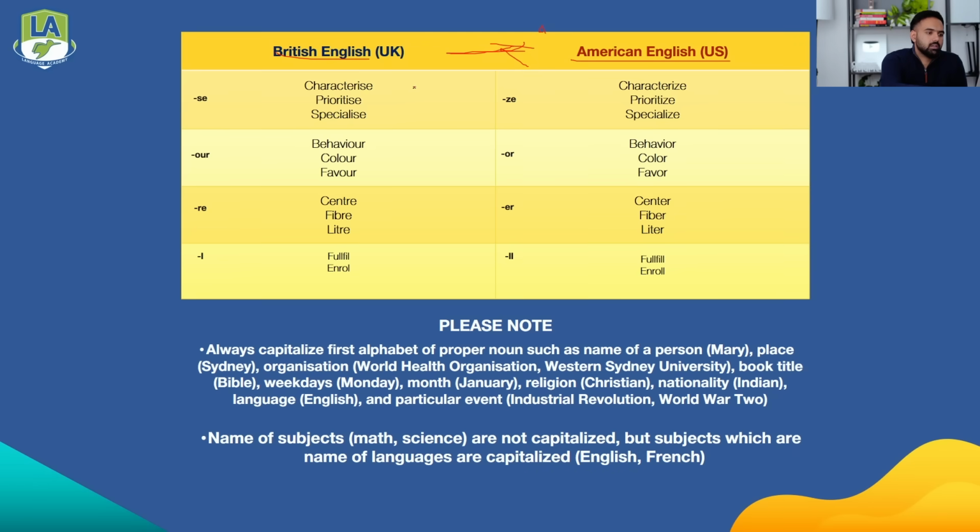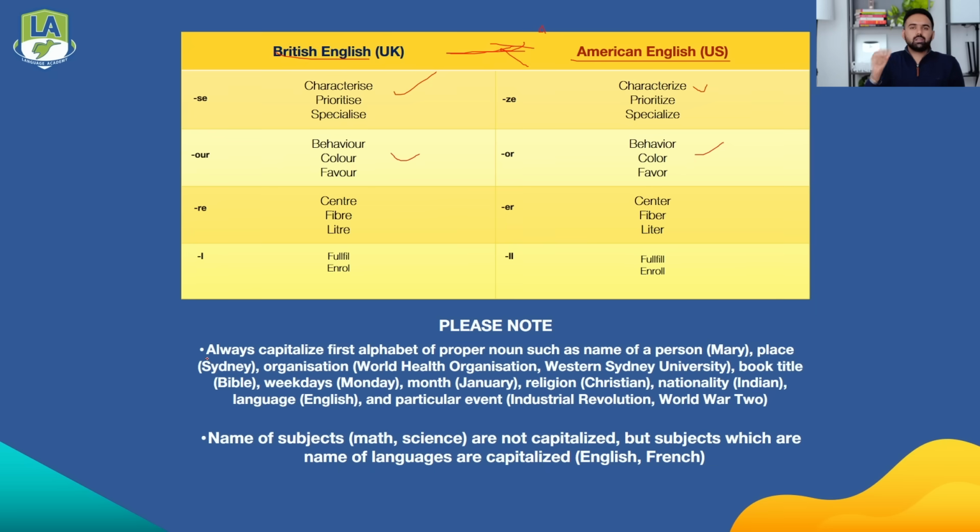UK English means British English, and US English means American English. You can either use British or American, but you cannot mix both of these in one question type or one question in the PT test. On your screen, you can see the words which are different in UK and US. You can use this one or this one, but cannot mix both of these.